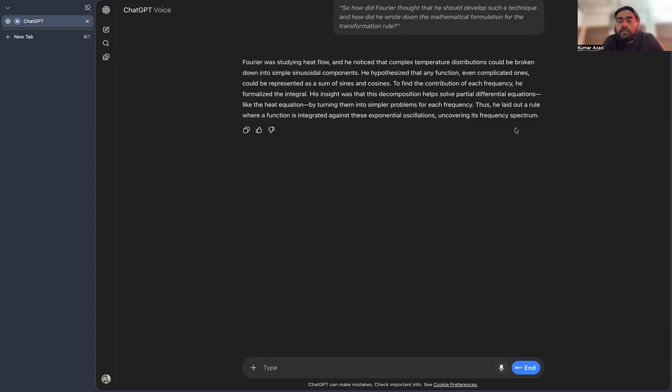Okay, given the heat flow and the temperature distribution, that can be broken down into sinusoidal components, and for each contribution of each frequency, he formalized the integral. His insight was that decomposition helps solve a PDE like the heat equation by turning it into simpler problems for each frequency.